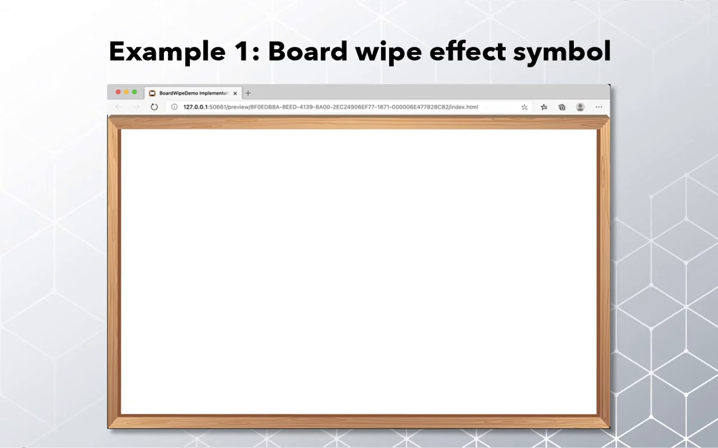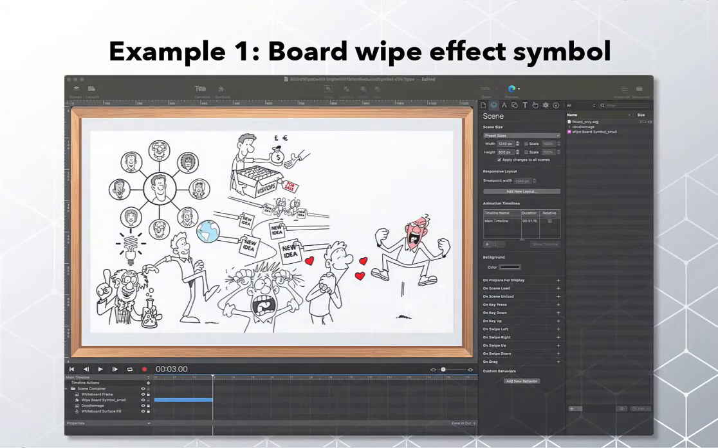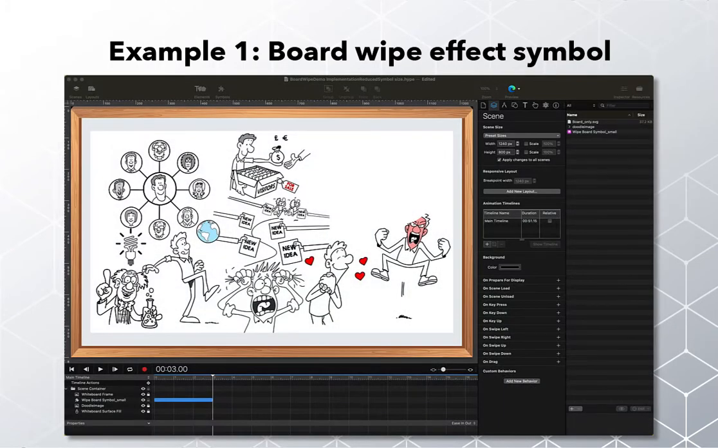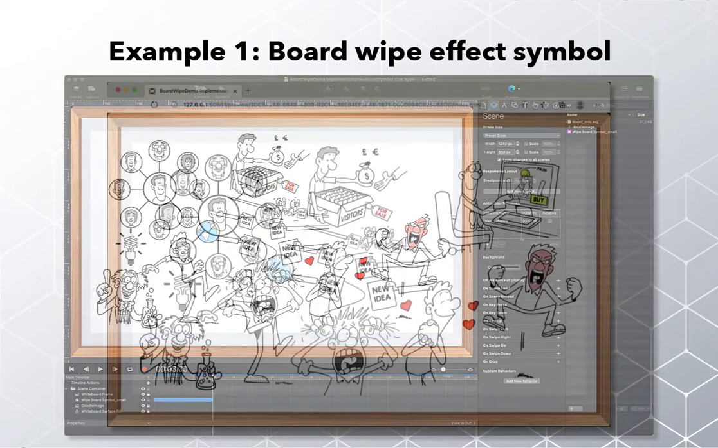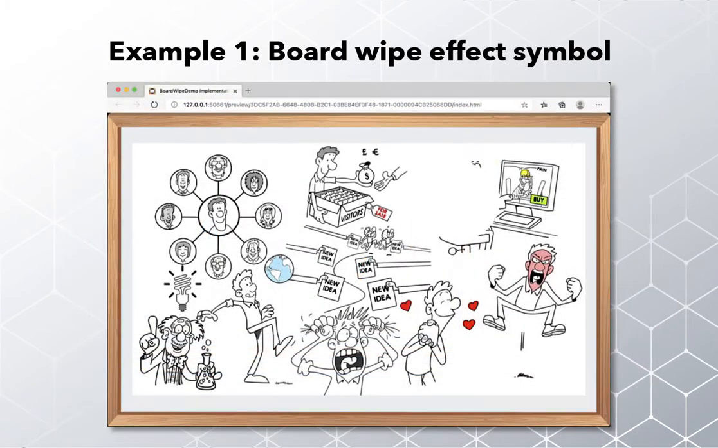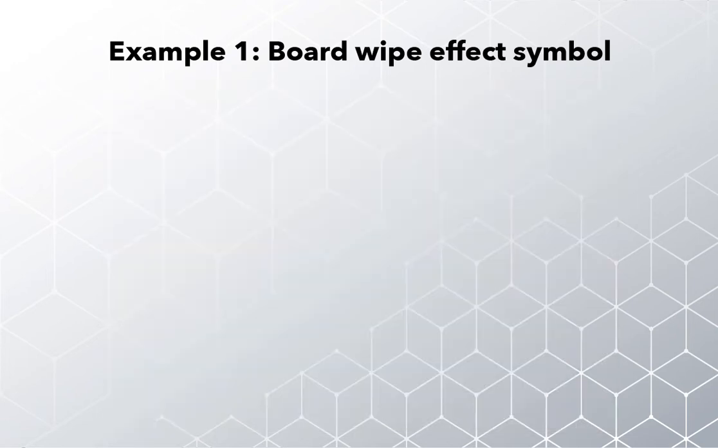Because this component is a symbol, we can also use it to erase smaller parts of the whiteboard by reducing its size. So let's do that and then reposition it over just one part of the whiteboard. In fact, let's use it to erase that geeky guy at a computer in the top right-hand corner of the whiteboard. Now, let's rerun the animation in the browser. Good, that works too.